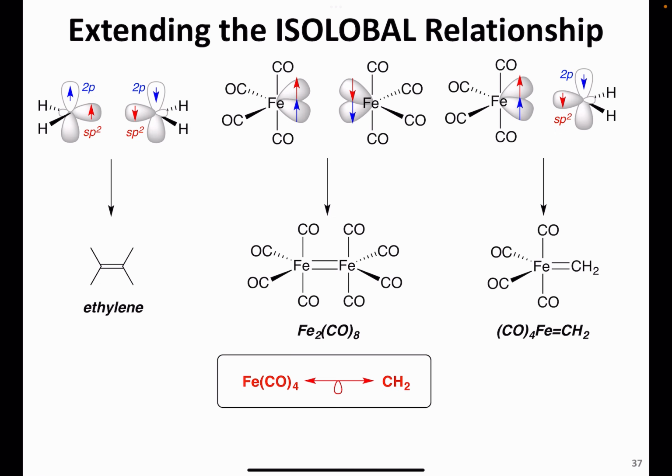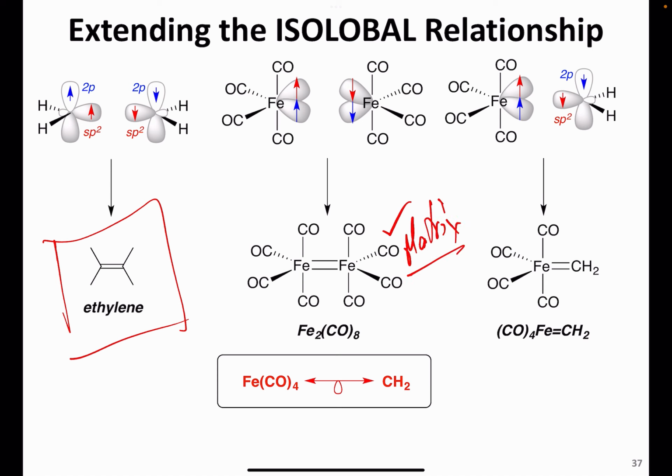Just as 2 CH2s or 2 carbenes can dimerize to give you ethylene, 2 iron tetracarbonyls can dimerize to give you this iron complex. I should mention that this iron complex is actually not that stable. It's been observed in a matrix, but it is not really isolable. However, the iron carbene complex shown all the way to the right is in fact stable.